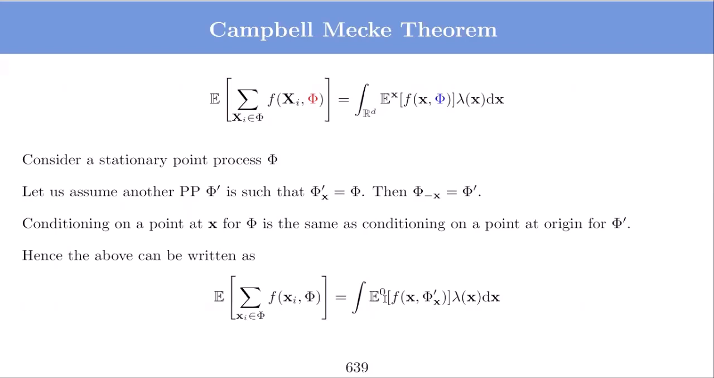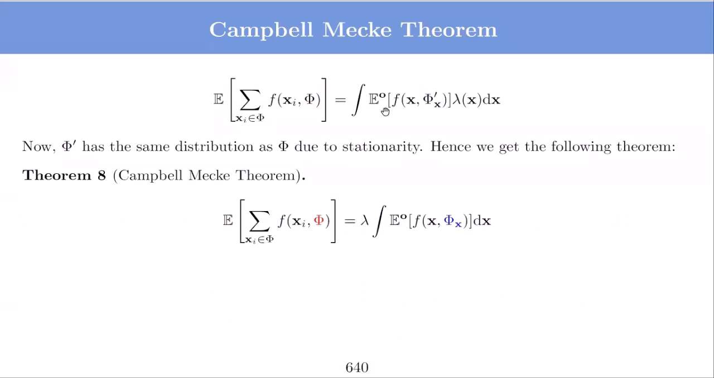So if there's a point at x in phi, there would be a point at origin in phi dash. So this is the same as saying that this is the Palm expectation of f(x, phi dash x) with respect to the point process phi dash, conditioned that there is a point at origin in phi dash. So this is what I get.